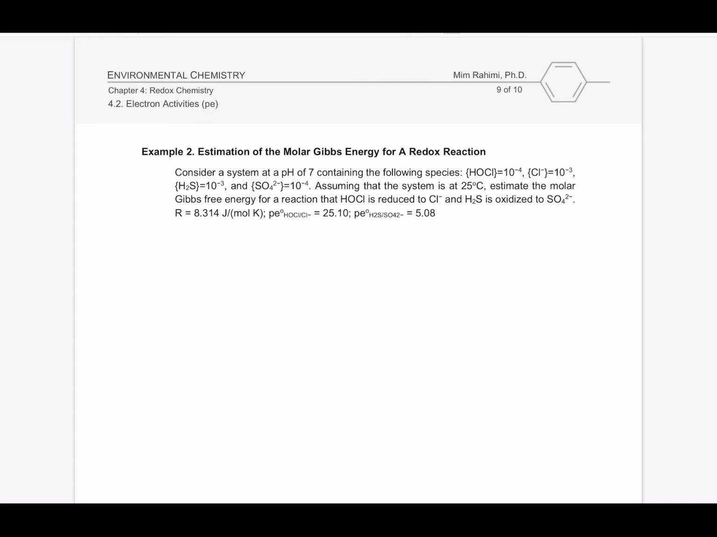So all the information is given. We have these 4 species in the solution. We just want to see what's the delta G of reaction if HOCl is reduced to Cl minus, and the H2S is oxidized to sulfate. So we know what the oxidation reaction is. It's already given, H2S. We just need to balance it. Plus 4 water would give us SO4 2 minus plus proton plus electron.